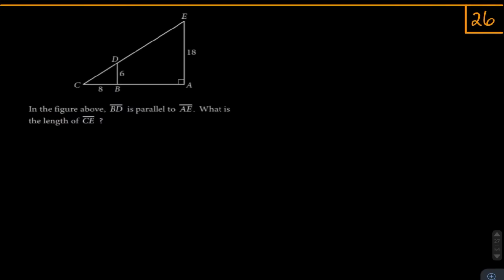This problem says, in the figure above, segment BD is parallel to segment AE. What is the length of segment CE? Right? So this problem is saying segment BD is parallel to segment AE, right? And then it says what's this segment right here? Okay. So you can probably see, the way these triangles are kind of coinciding right now. Right? This is a similar triangles problem. Okay? And so you're trying to find the total length CE.